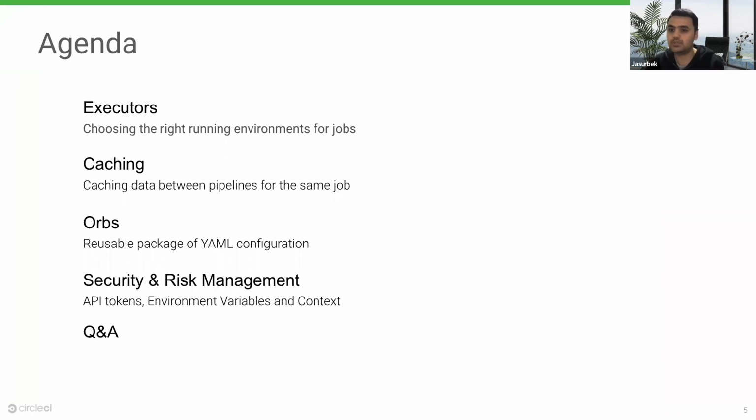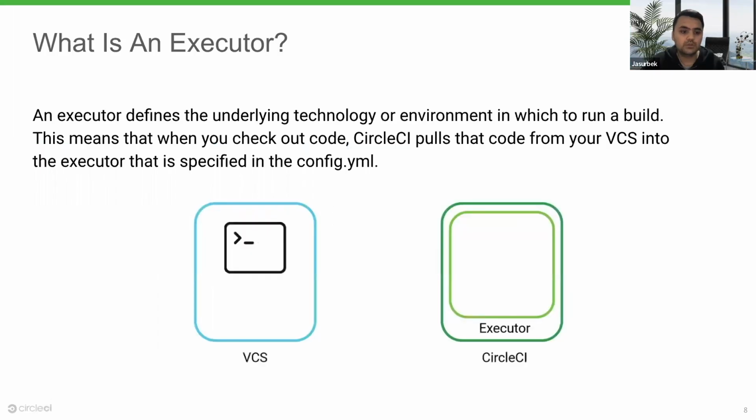Now let's jump to choosing the right executors. So what is an executor? An executor defines the underlying technology, the environment in which your jobs run. This means that when CircleCI gets the source code from your VCS, it checks it out into the executor, and it starts running your job.